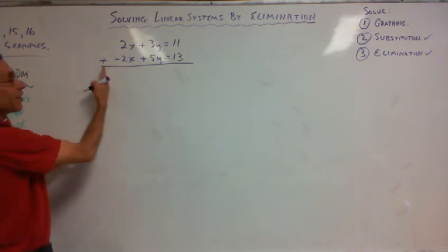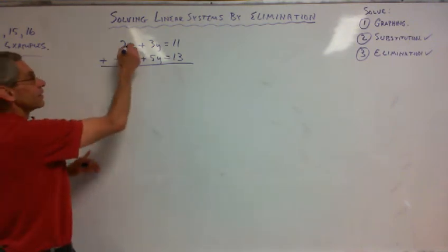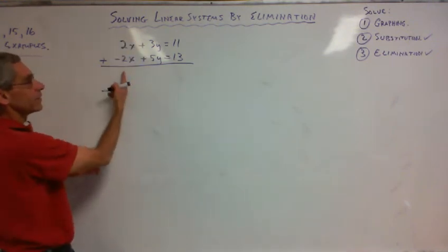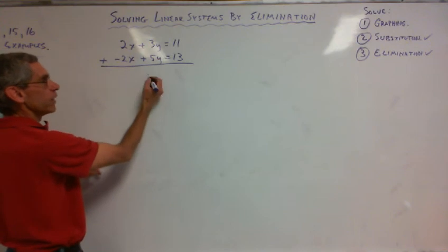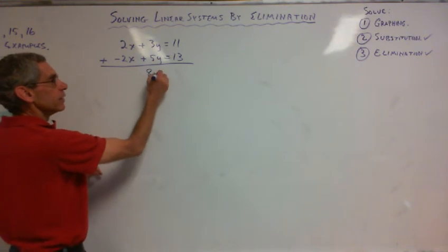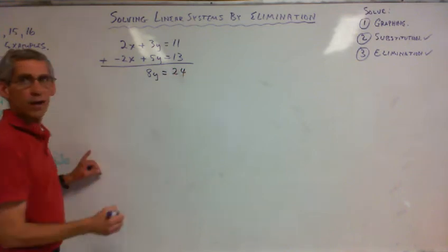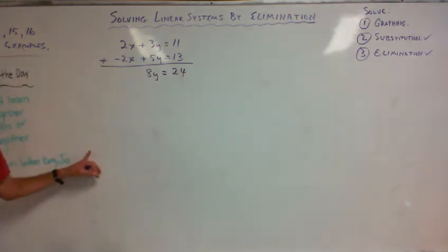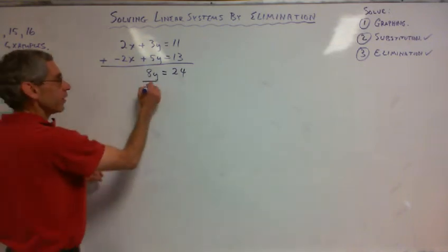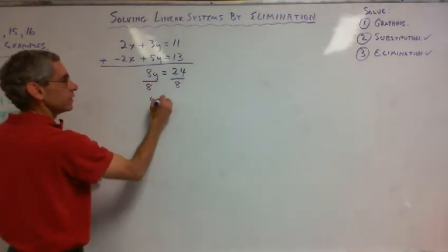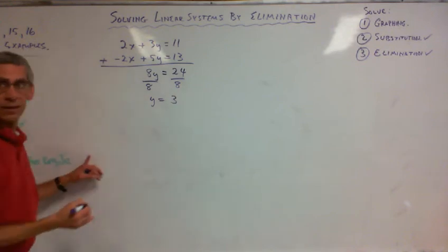If I add them together, what happens to the x's? They cross out. I don't have any x's. So what do I have? 3y plus 5y is 8y, equals 11 plus 13, which is 24. Oh my gosh. We're one step away from finding out what y is. Do you realize how easy this is? Divide by 8, divide by 8. y is equal to 3.